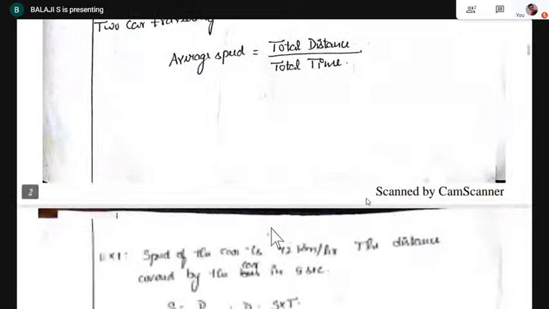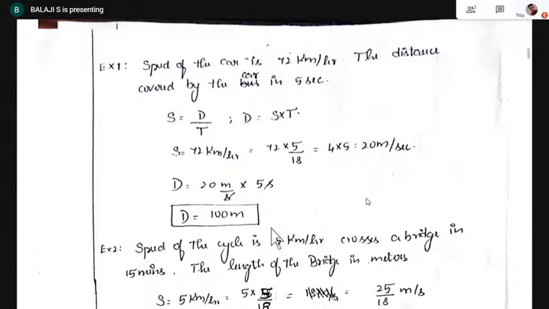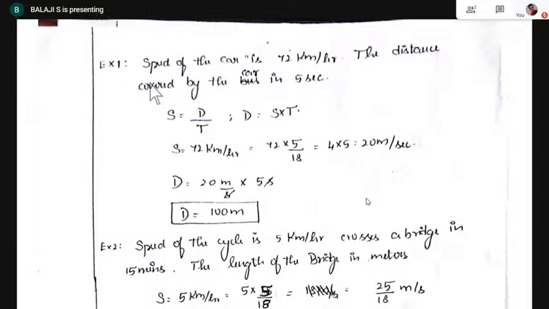Okay, let me solve some problems. See here, what they have given. Speed of a car is 72 km per hour. The distance covered by the car in 5 seconds. Here you see, this is a simple problem using the formula speed equal to distance by time taken. And what they are asking is the distance covered by the car. The distance they are asking, distance equal to, you must cross multiply, speed into time. What is the speed they have given? 72 km per hour. What is the time they have given?